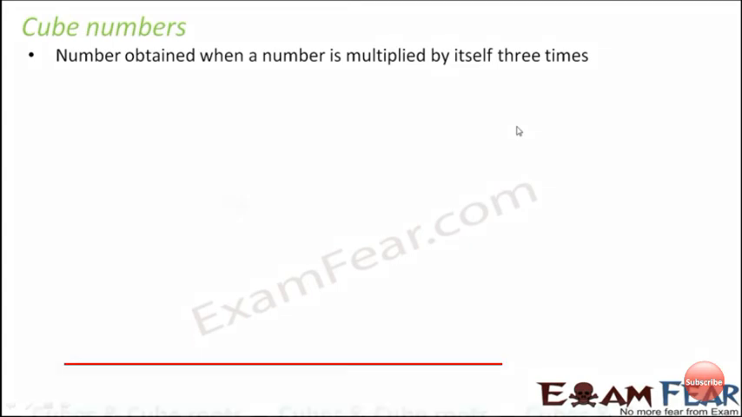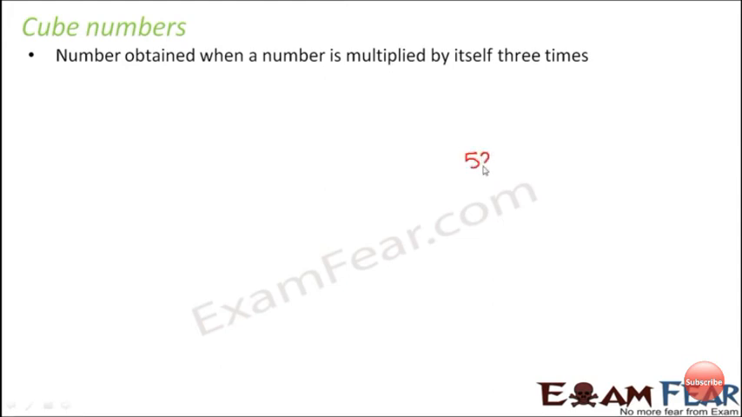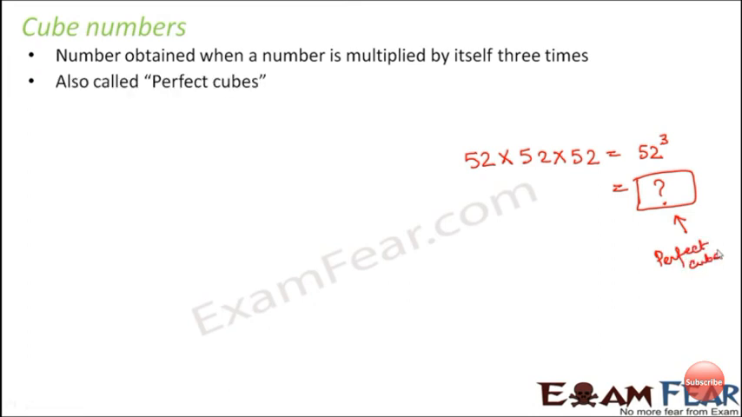For example, think of any number that comes to your mind. Let's say you think of the number 52. If you multiply 52 3 times, what do you get? It is 52 cube, obviously, and whatever value you get after this, that value is a perfect cube or a cube number. So cube numbers are also called perfect cubes.